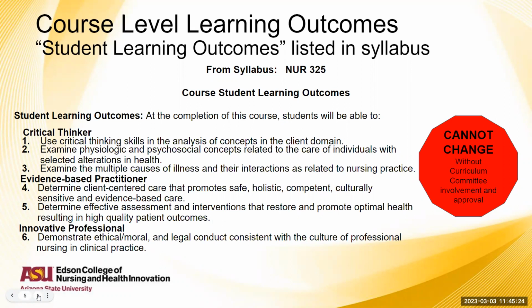If a change is needed in the course outcome, we can facilitate this by bringing it to the undergraduate curriculum committee, but it's a complex process. In other words, a single instructor should not change course outcomes. The course level learning outcomes are built using the Lassiter tool. This is also used in the clinical courses. It's based on Tanner's clinical judgment model. So you can see here the 3 headings of critical thinker, evidence-based practitioner, and innovative professional are weaved into many of our course level learning outcomes.